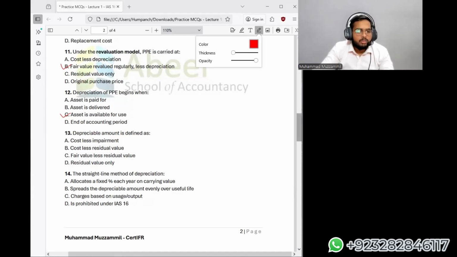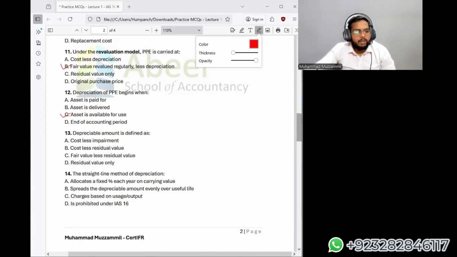Now, MCQ number 13. Depreciation amount is defined as cost less impairment, cost less residual value, fair value less residual value, or residual value only. What is the answer? Come on. It is cost less residual value. Okay. It is cost less residual value. This is basically the formula of depreciation.